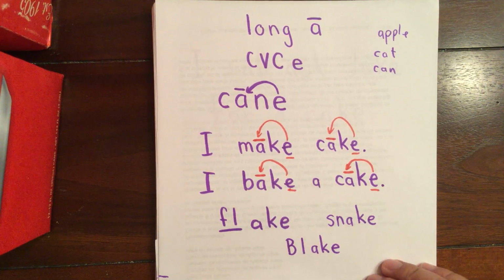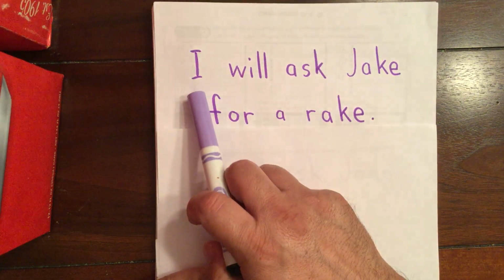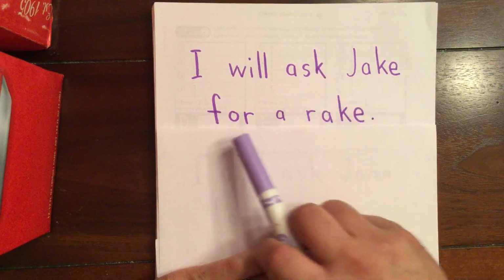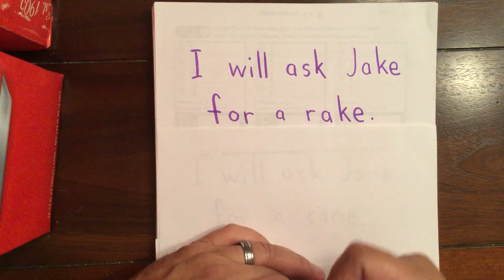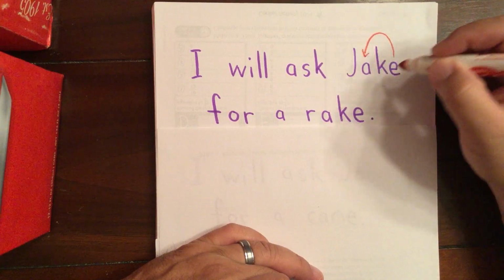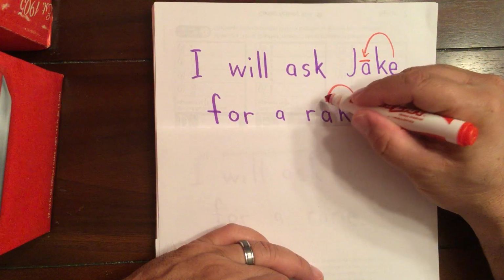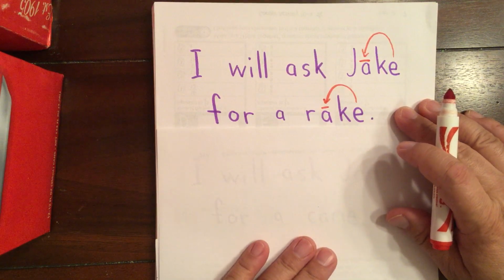Now, we're going to read a few sentences. I will ask Jake for a rake, and it should be pretty obvious if this is Jake, and the E gives its power to make that a a long A sound.